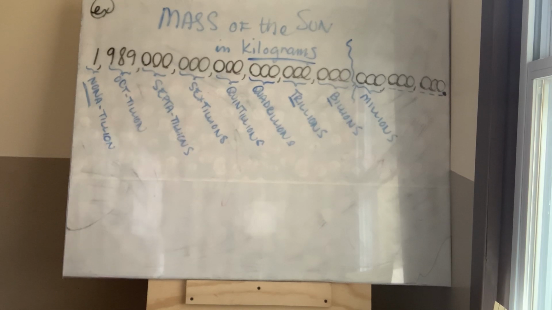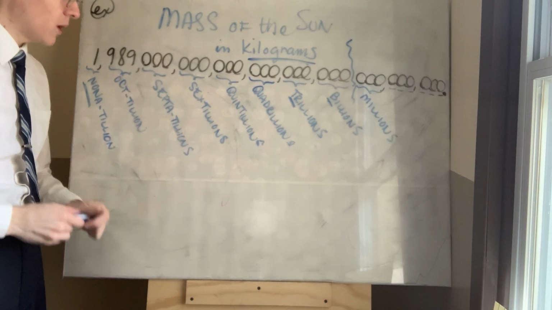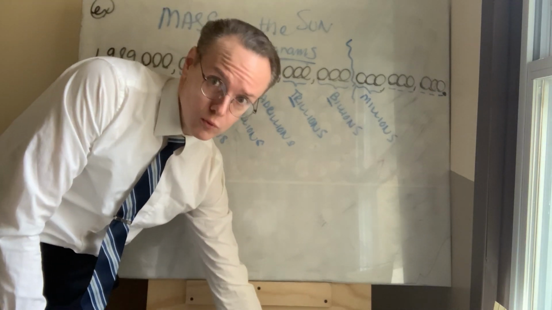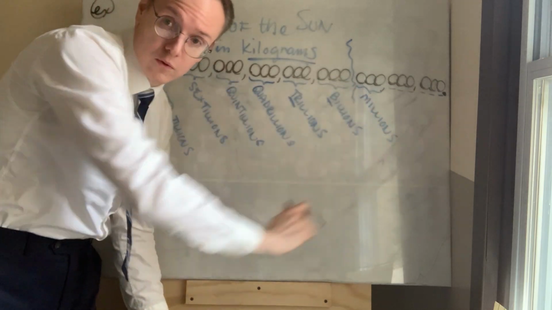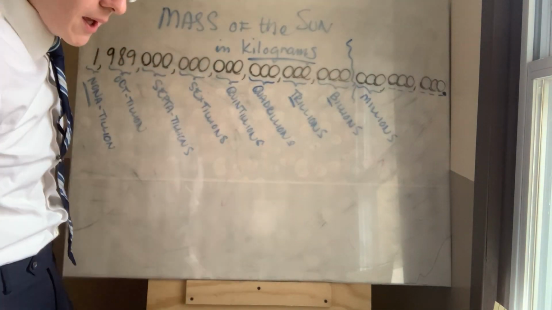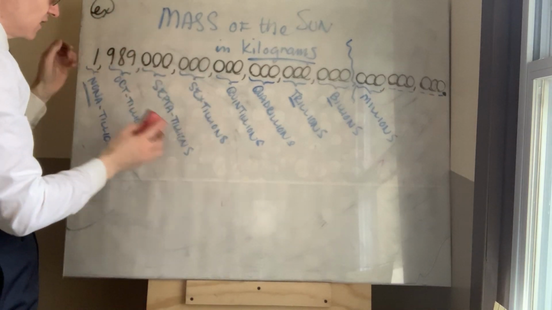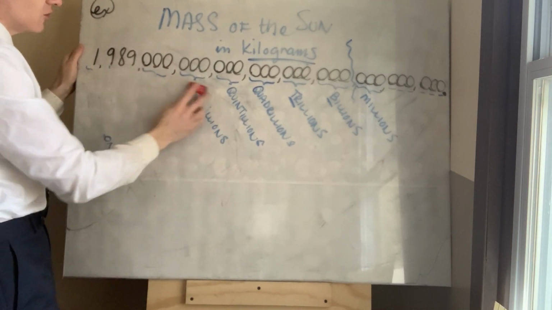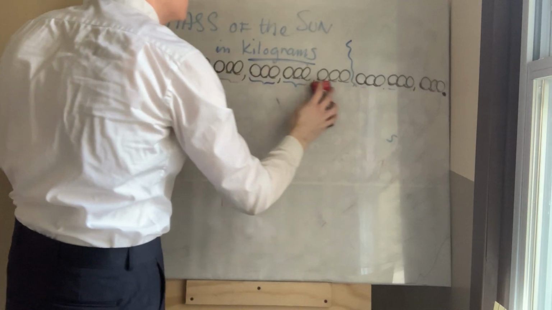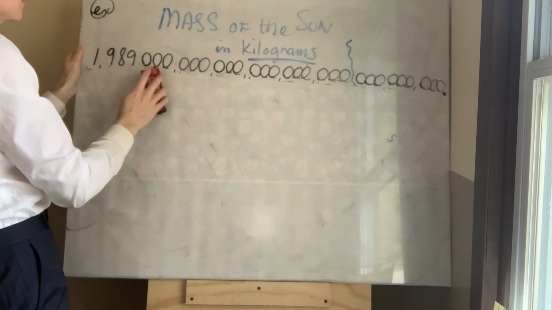Yes, 1 nontillion, 989 octillion is a vast quantity that should be the mass of the sun. Anyhow, it is rather cumbersome to physically even write this across the board. Imagine doing it on a piece of paper. So let's change this. Let's translate this into the abbreviation that is scientific notation.